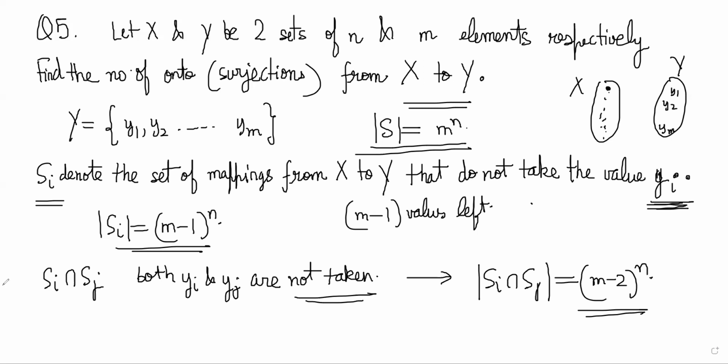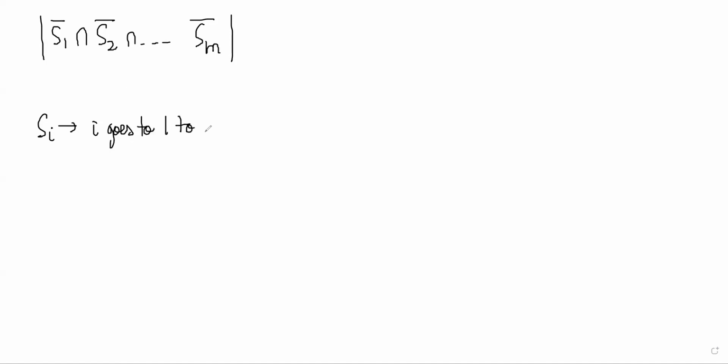Now, basically, we have to compute the cardinality of S1 complement intersection S2 complement, and so on till Sm complement, because we had defined Si where i goes from 1 to m, since there are m elements in the Y codomain set. Each Si is saying that one of those elements is not picked up as an output, so we don't want that situation to happen. So we are taking complements of this. This is what we need to calculate.